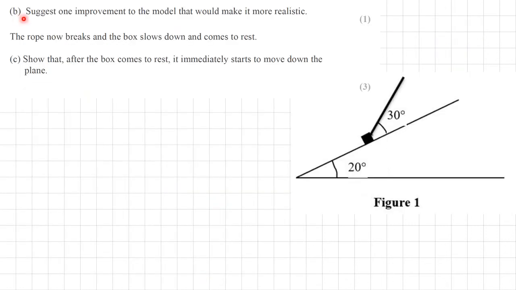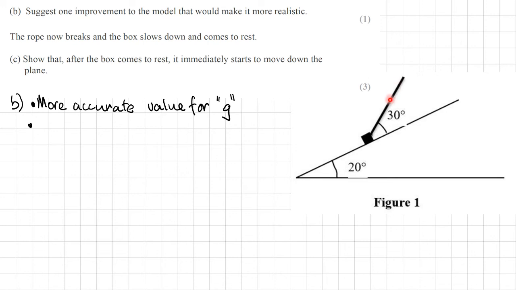Part B. Suggest one improvement to the model that would make it more realistic. Now there are several things we could write down. I'll write down a few. So we could use a more accurate value for g, because the value for g we're using at the moment is just two significant figures. 9.8 could be 9.81, or even more accurate.